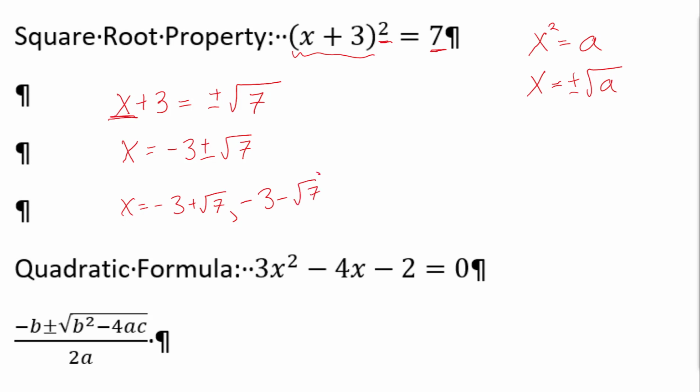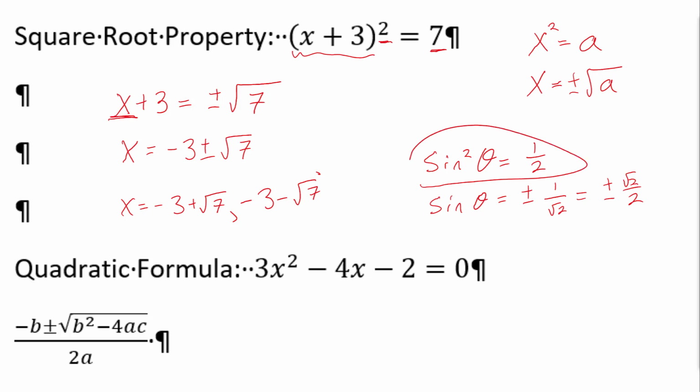And the square root property is handy when you have something like, say, sine squared theta equals 1/2. Then you take the square root of both sides and you get sine theta equals plus or minus 1 over the square root of 2. And if you've played with this enough, you'll realize this is the same as plus or minus square root of 2 over 2. So that's one time when it would be easier to use the square root property when solving a quadratic.